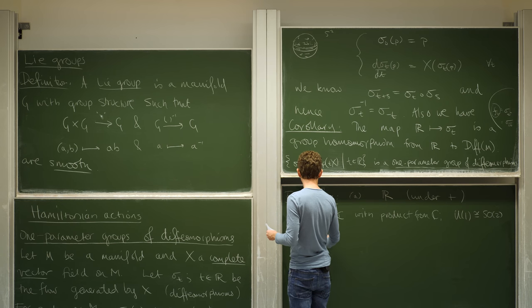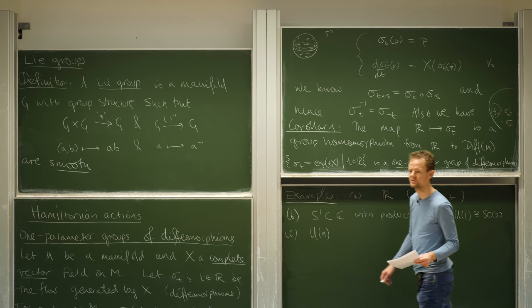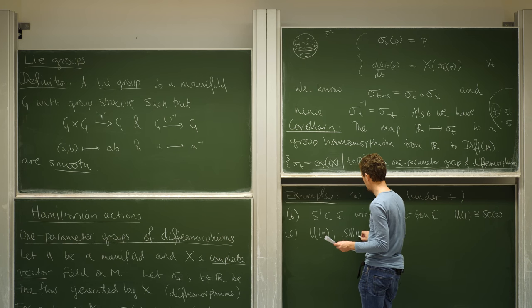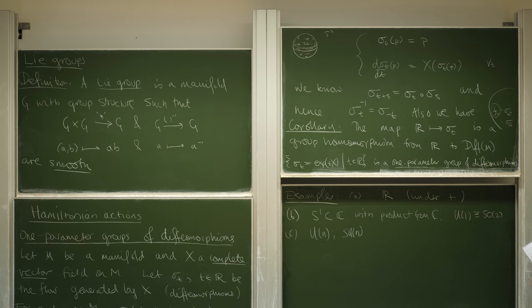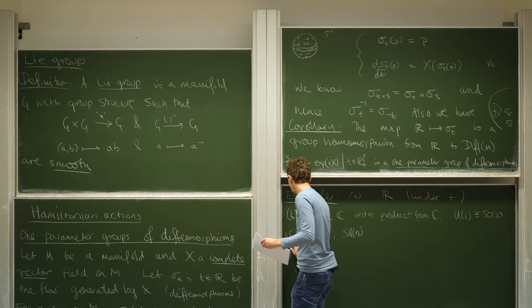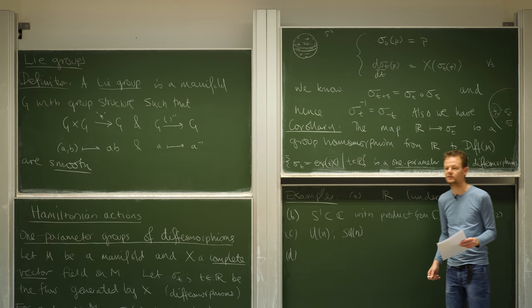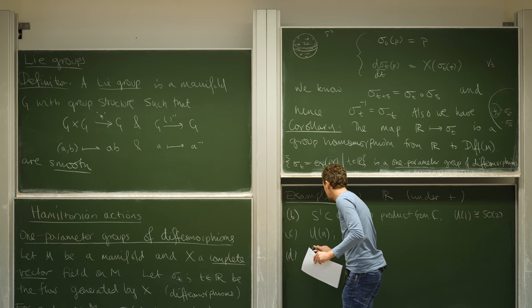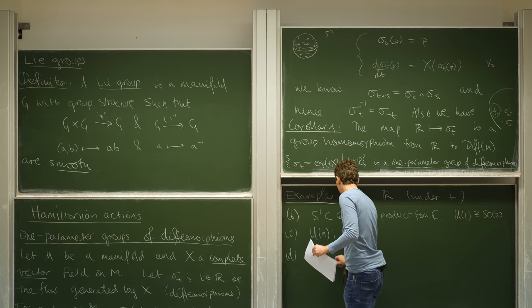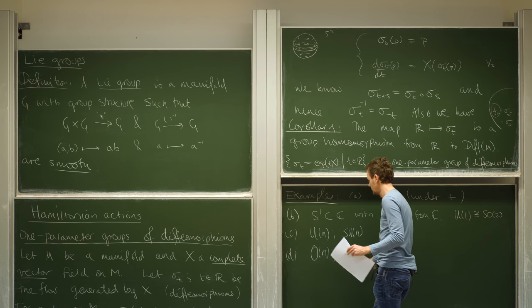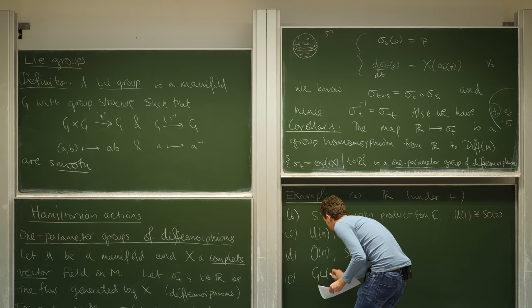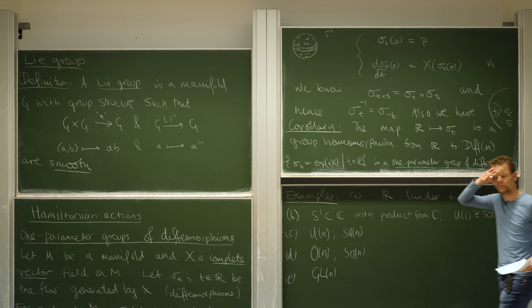Then we have the unitary group of n by n matrices, and its sister, SUN, the set of special unitary matrices, which is just the determinant 1 subgroup of UN. And we have the orthogonal matrices, ON, these are Lie groups as well, and its sister, SON. And the biggest one of all is GL of N, the set of invertible N by N matrices.